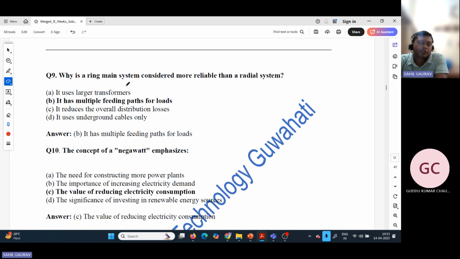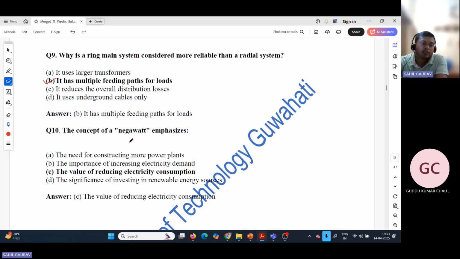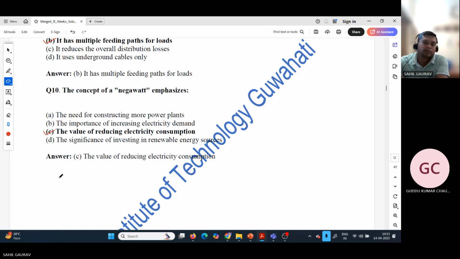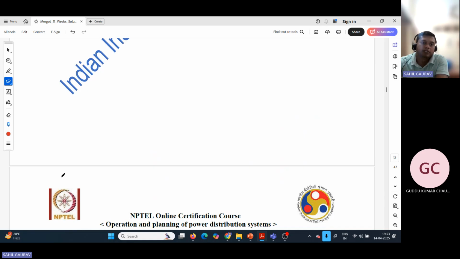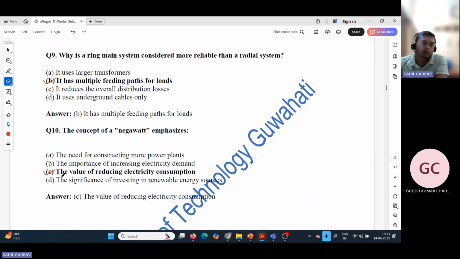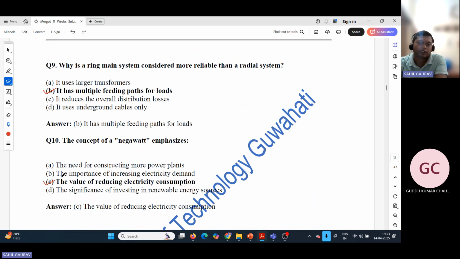Why is the ring main system considered more reliable than the radial system? Because it has multiple feeding paths for loads. The concept of negawatt emphasizes the value of reducing electricity consumption, since negawatt means negative watt. So C is correct. Till here we have covered all the problems till the big three.